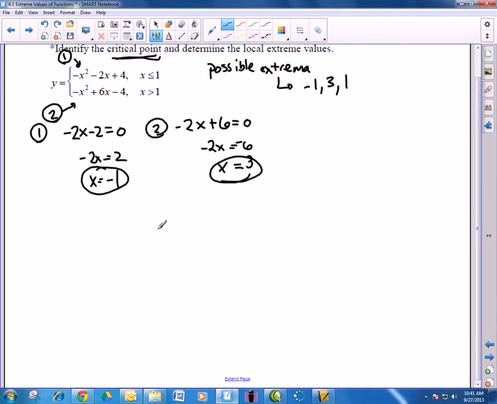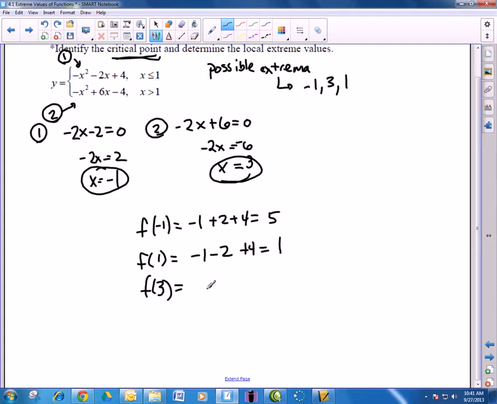Now what we can do is run a test. Just find all your y values. So f of negative 1, f of 1, then f of 3, to see which one's the highest and which one's the lowest y value. With negative 1, it gets plugged into this function here. When we plug it in, it'll be negative 1 plus 2 plus 4, which gives us 5. And then when we plug 1 in there, it gives us negative 1 minus 2 plus 4, which gives us 1. And then when we plug 3 in there, it gives you negative 9 plus 18 minus 4. That's equal to 5.